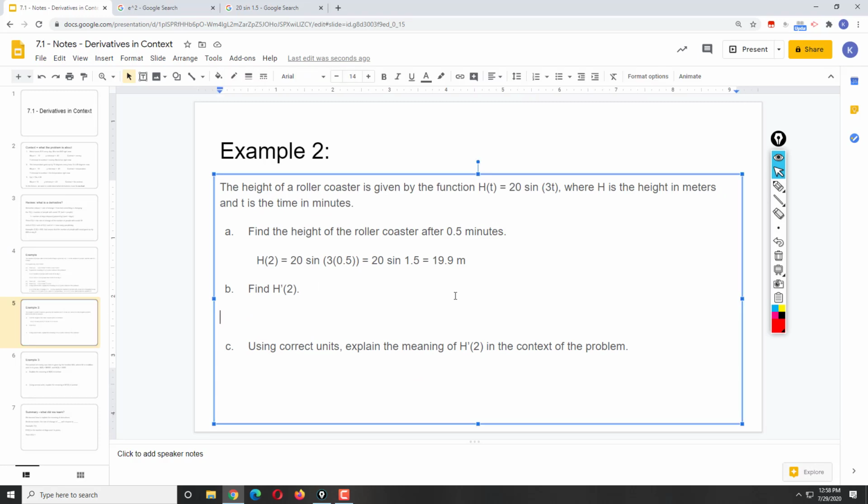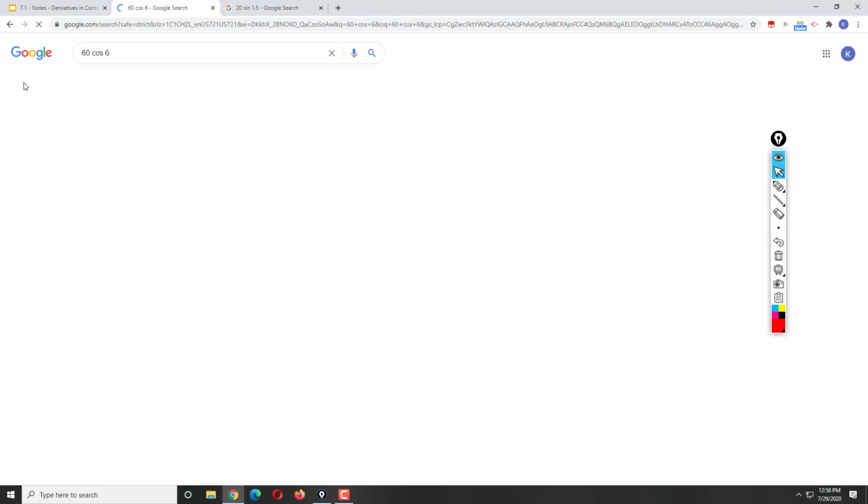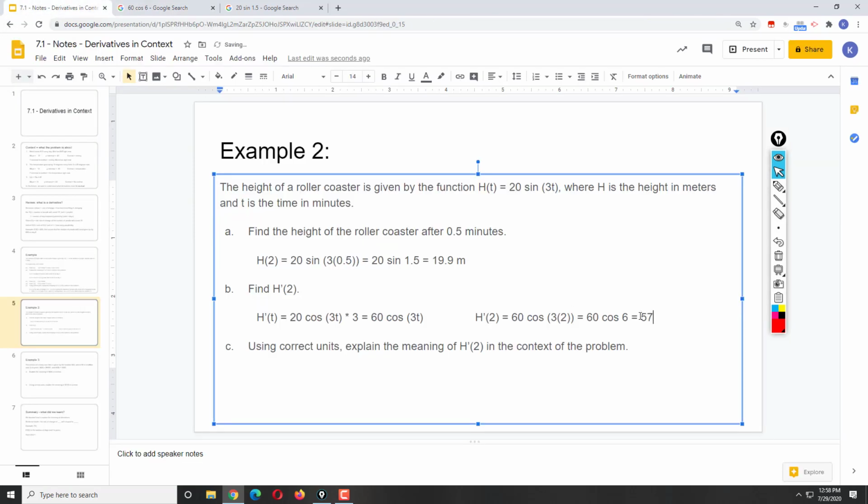B. Find h prime of 2. So let's take the derivative. If h of t is 20 sine 3t, then h prime of t is 20 cosine 3t, because the derivative of sine is cosine. We take the chain rule, so we have to multiply by the derivative of 3t, which is 3. So it's equal to 60 cosine 3t. And so h prime of 2 is going to be 60 cosine of 3 times 2, which is 60 cosine 6. Plug that into the calculator. Cosine 6, we use radians. I get about 57.6. Okay.